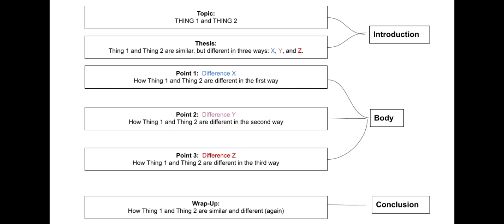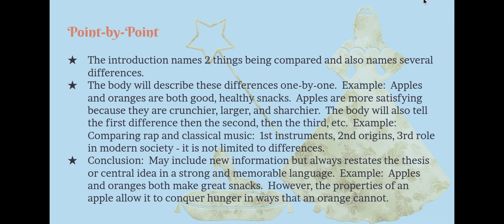In a compare and contrast text using the point-by-point format, the introduction names the two things being compared and contrasted. It also names several differences between the two things. The body of the text will then describe these differences one by one. For example, apples and oranges are both good, healthy snacks, but apples are more satisfying because they are crunchier, larger, and starchier.